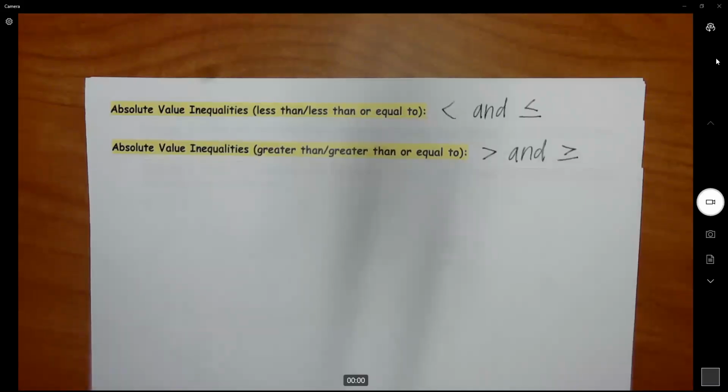So we have gone over how to solve inequalities. We have gone over how to solve absolute value equations. We are now going to put the two concepts together. And we have two different kinds of absolute value inequalities, and they have two different types of answers.